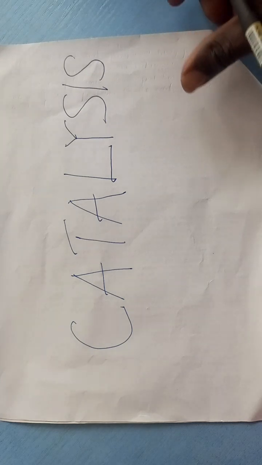So we have types of catalysts. We have simply positive catalyst and negative catalyst. So, what is a positive catalyst? A positive catalyst is a catalyst that enhances the rate of reaction. It is a catalyst that increases the rate of reaction. If a reaction is very slow, and you include a catalyst that increases the rate of the reaction by reducing the time taken for the reaction to take place, then it is referred to as a positive catalyst.